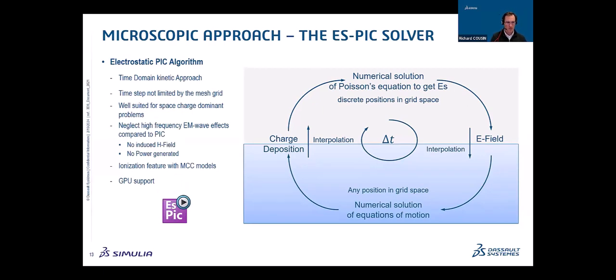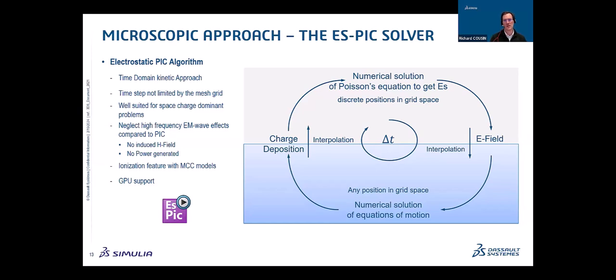This is also a time domain kinetic approach. You can see it as a time tracking, where the tracking solver is a pure static solver. The time step here is not limited by the mesh grid, and this is something that the user can enter manually. So how does it behave?